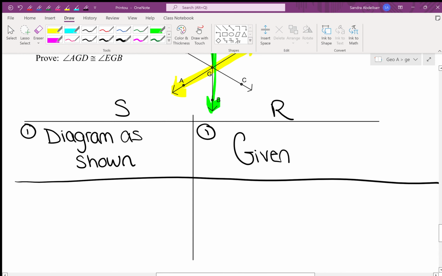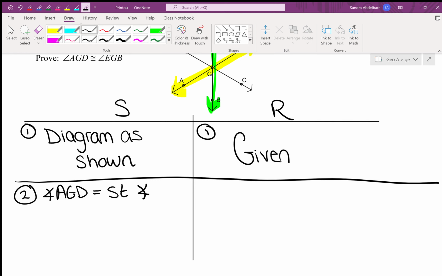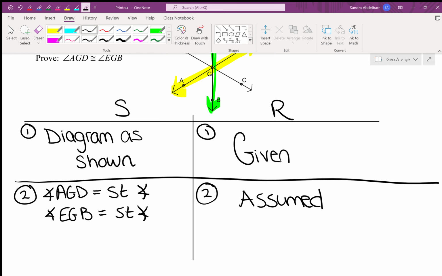Okay, so what is my statement? Angle AGD is a straight angle. Yep, and angle EGB is a straight angle. And do you remember our reason for that? Assumption. Assumed. Good. Could you write AGD if you wanted? Yes.